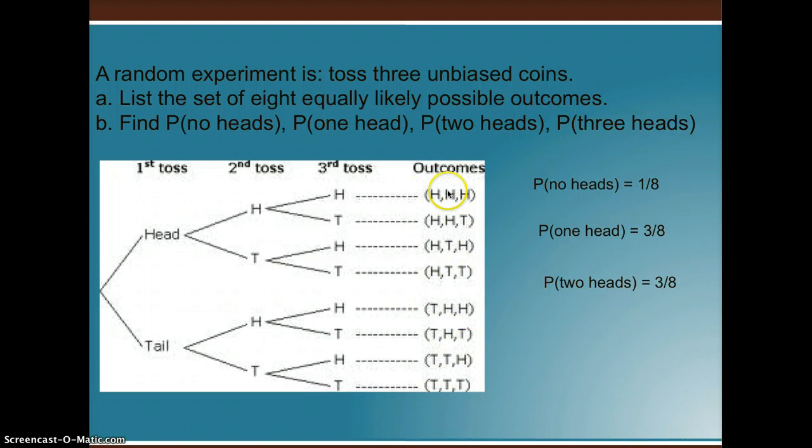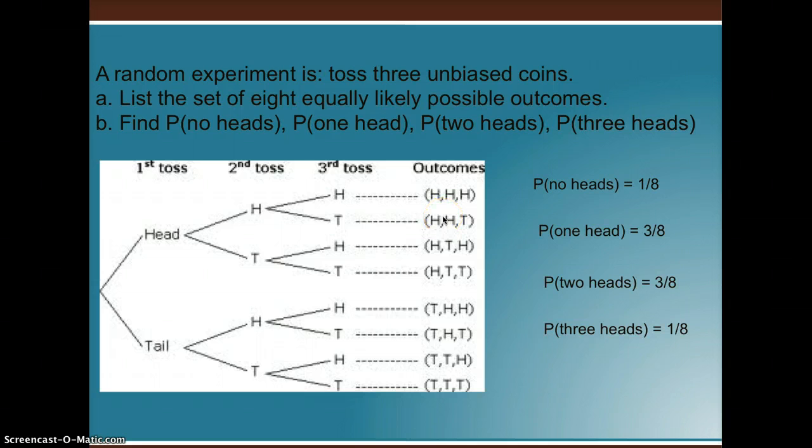Now, the last one, the probability of getting 3 heads. If you take a look at the possible outcomes, you will have head, head, head, and it's the only time that it will happen. If you take a look at the rest of the possible outcomes, you won't have any head, head, head event again. So the probability of getting 3 heads is 1/8. One time here, and then you have a total of 8 possible outcomes.